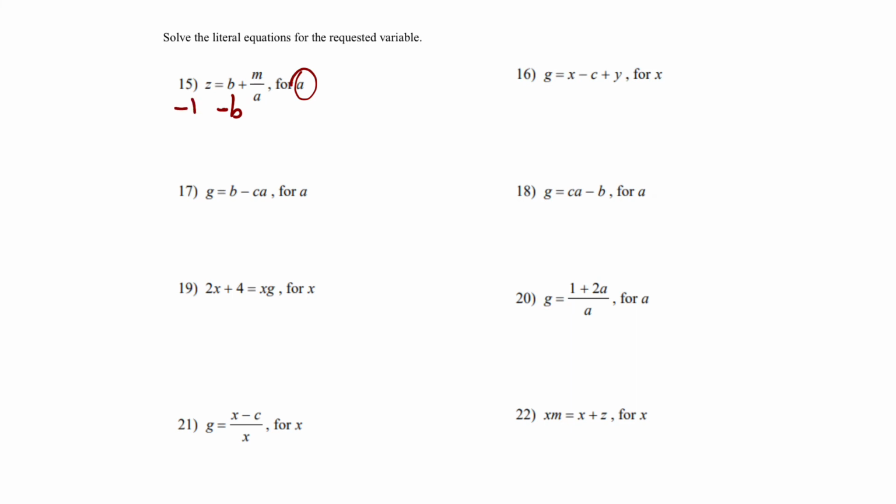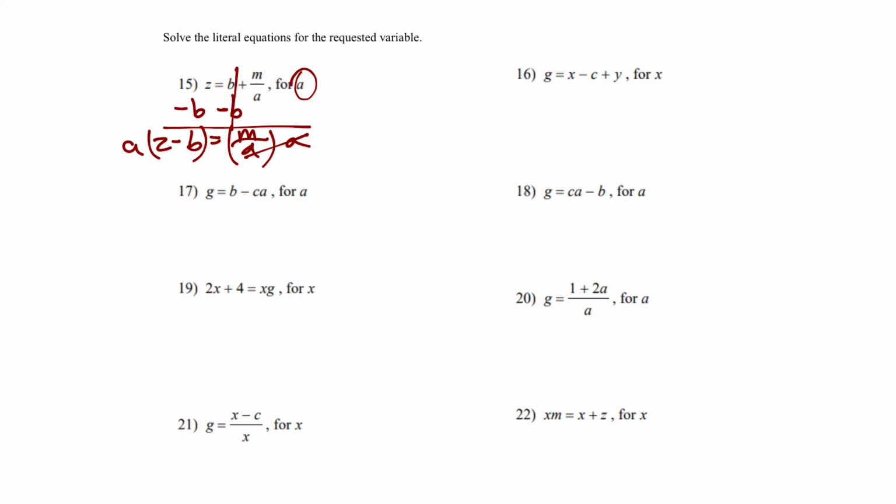Minus b. All right, b minus b is going to be 0. That's going to cancel out. Z minus b, they're not like terms, so we are just going to leave it as z minus b equals m over a. Well, now I still need to get a by itself, right? And I want to get a out of that denominator. So I'm going to go ahead and multiply both sides by the a. A will cancel out on this side. And now on this side, I have a times z minus b equals m.